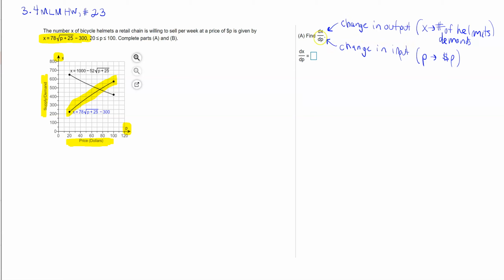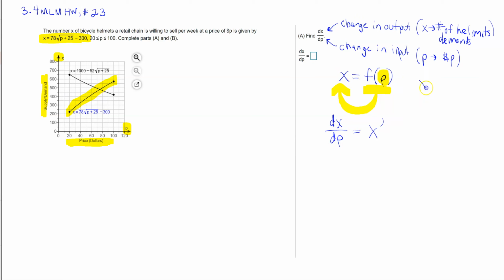Another way to write this, if you were going to write it in function notation, is that X is a function of price. If I input the price and follow this calculation, it's going to calculate the demand. So if you want to write in function notation, you can. If you want to know the change in demand over the change in price, that's X prime, which is basically what we're finding here. X prime is the change in demand with respect to the price. So there are lots of ways to read this.